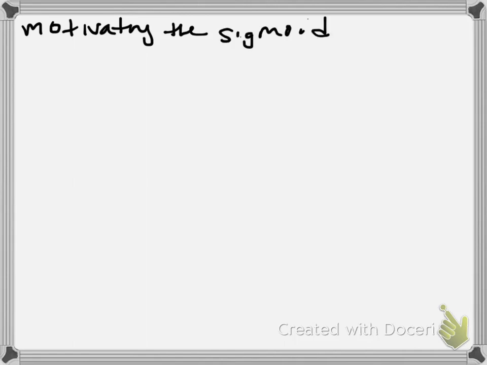Okay, this is my last video on feedforward neural networks. We're just going to talk about motivating the sigmoid, okay? I'm not talking about taking laxatives. I'm talking about giving some mathematical background and justification for why you might expect to see a sigmoid function when you're trying to infer something about some data you're presented with.